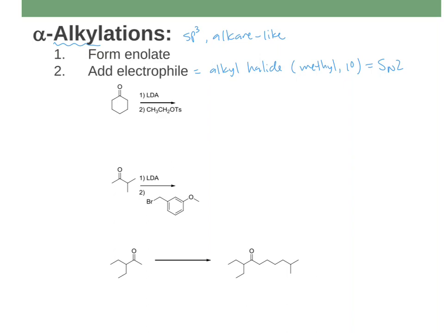So let's look at this first example here. The idea is that I'm going to add LDA. So my step one is I have LDA. And I'll draw out this first one here. In this case, I've got a bunch of alpha hydrogens. I've got two alpha spots, but they're equivalent, so I'm not really too concerned about which hydrogen I'm going to take off. LDA is going to pluck off either one of those. Doesn't really matter which one. So I'll just pick this one. Now that's going to give me the enolate here.